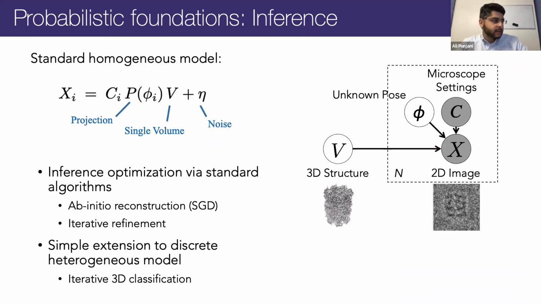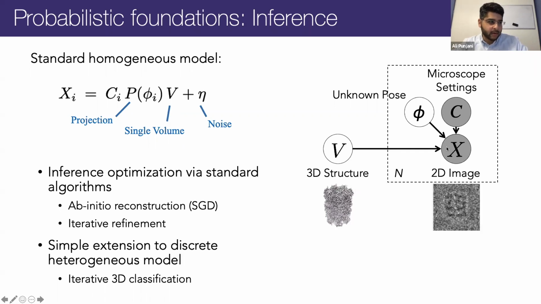Just making this a little more concrete, in the standard homogeneous model, we can write down our image formation model in a simple way. And this should be familiar to most people who've done single particle reconstruction before. What we have is a single 3D volume, V, that is projected by some pose, phi, and the result of that is a 2D image that's corrupted by the CTF of a particular image X, and then noise is added to that, and that's what generates a particular image X.